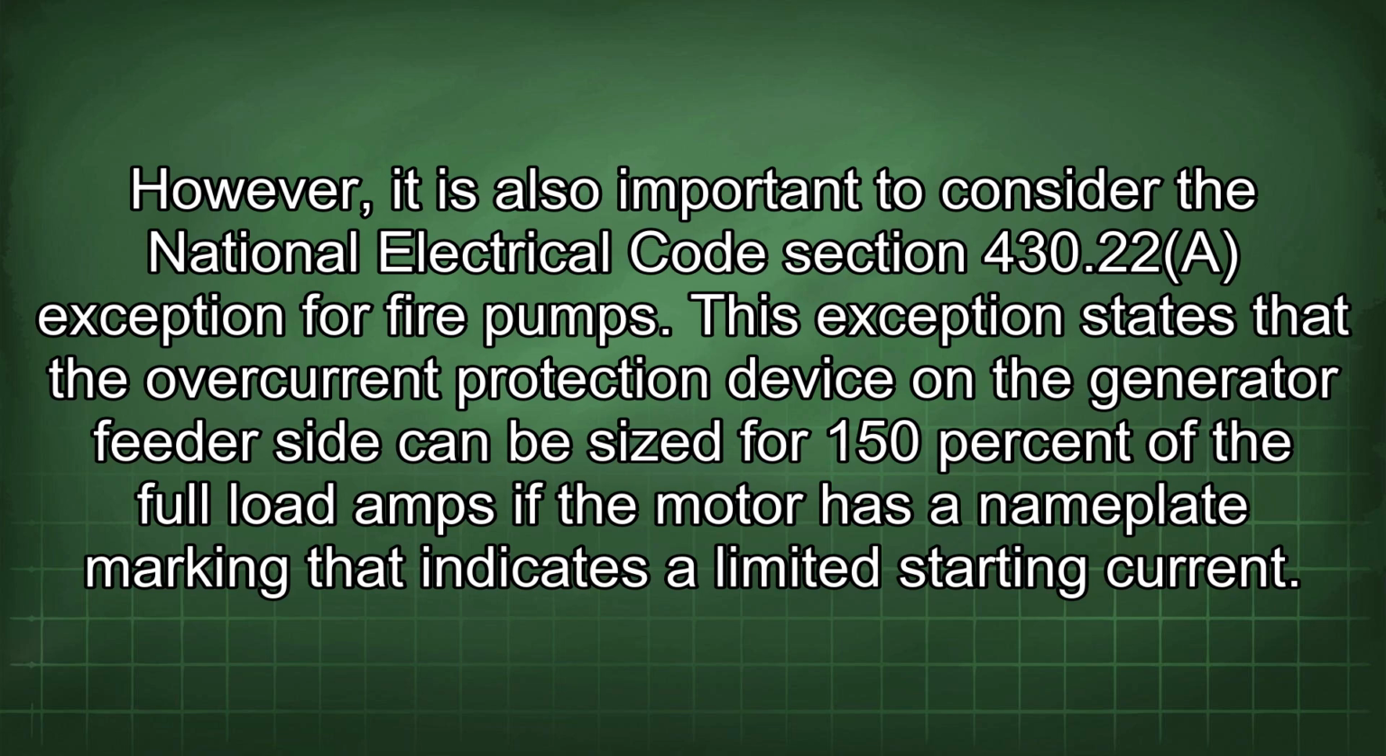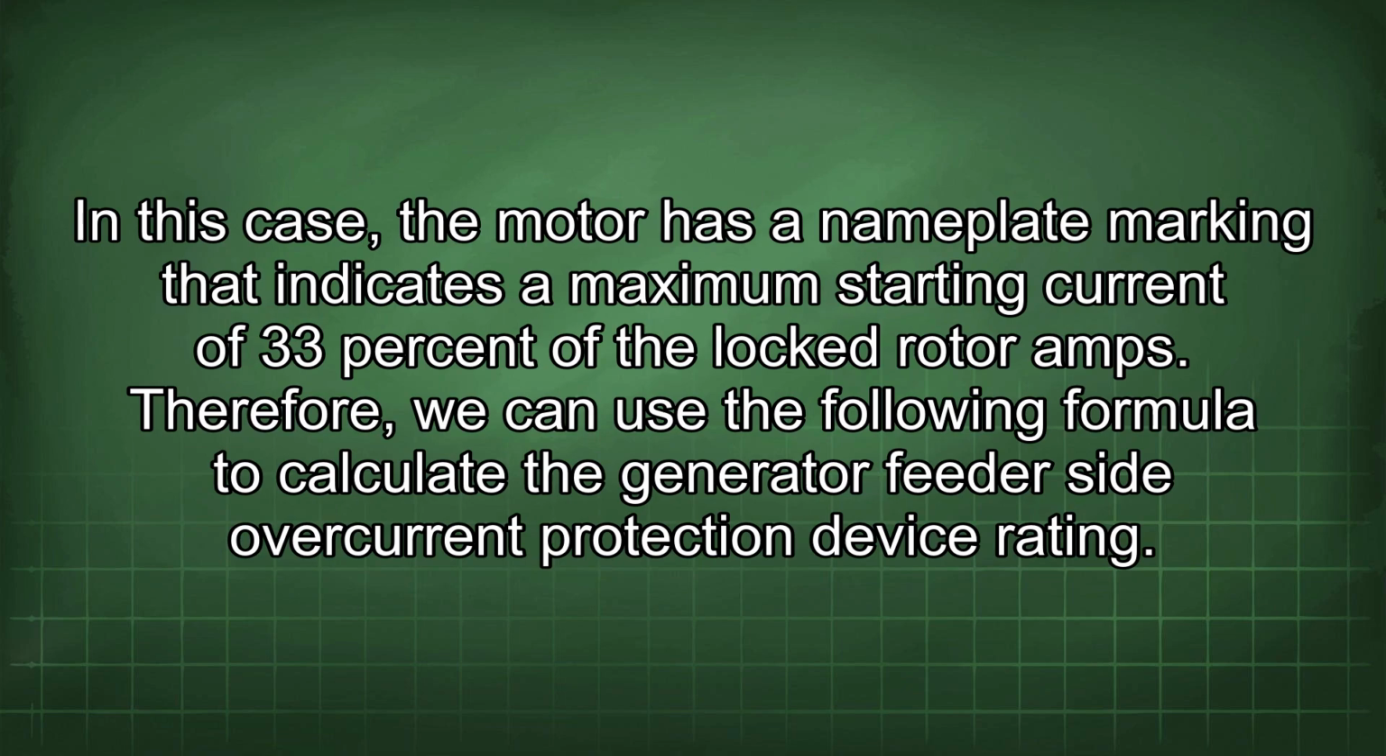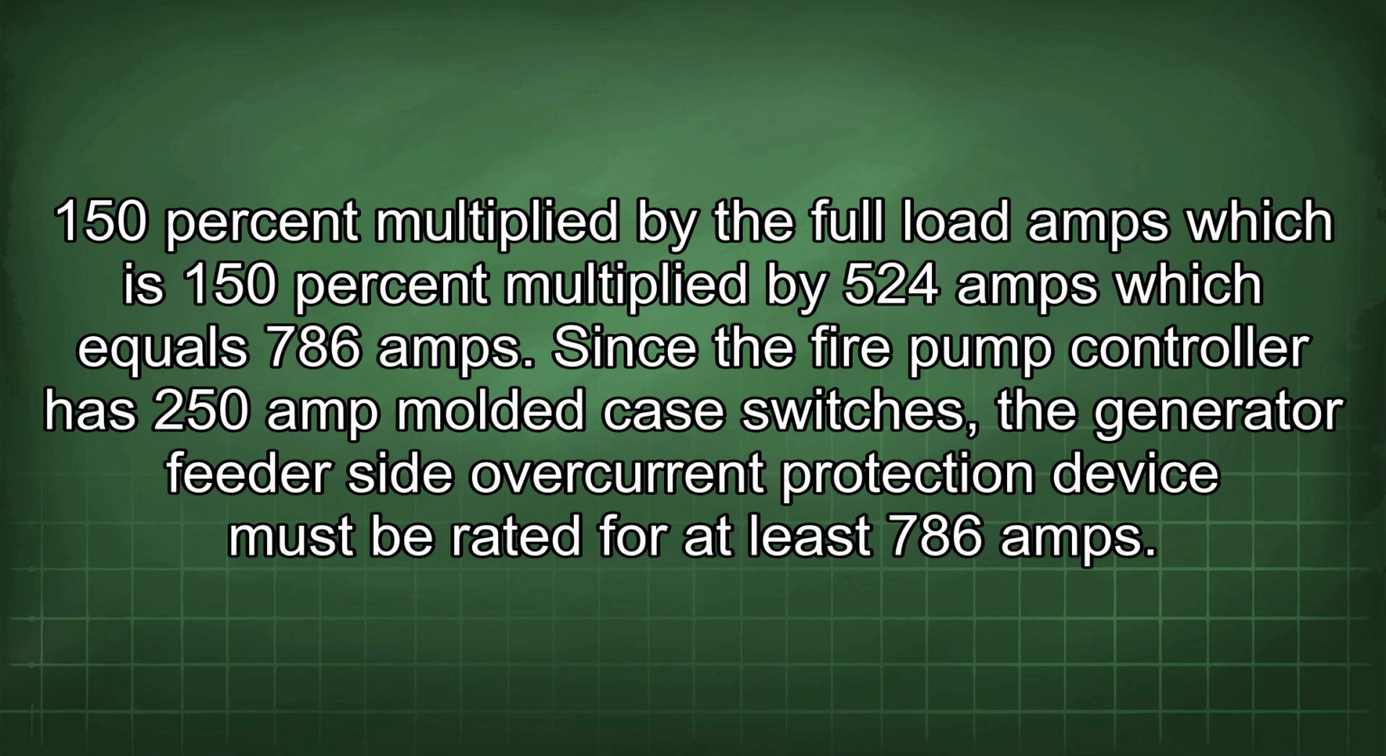This exception states that the overcurrent protection device on the generator feeder side can be sized for 150% of the full load amps if the motor has a nameplate marking that indicates a limited starting current. In this case, the motor has a nameplate marking that indicates a maximum starting current of 33% of the locked rotor amps. Therefore, we can use the following formula to calculate the generator feeder side overcurrent protection device rating. 150% multiplied by the full load amps, which is 150% multiplied by 524 amps, which equals 786 amps.